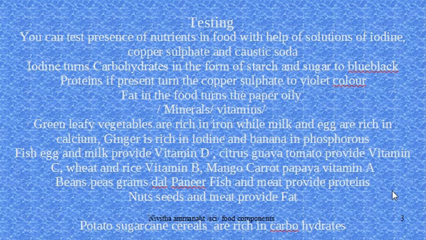Citrus, guava, tomato, etc. provide vitamin C. Wheat and rice provide vitamin B. Mango, carrot and papaya provide vitamin A. So these are sources of vitamins. Beans, peas, grains, dal, paneer, fish, meat, etc. provide proteins. Nuts, seeds and meat provide fat.